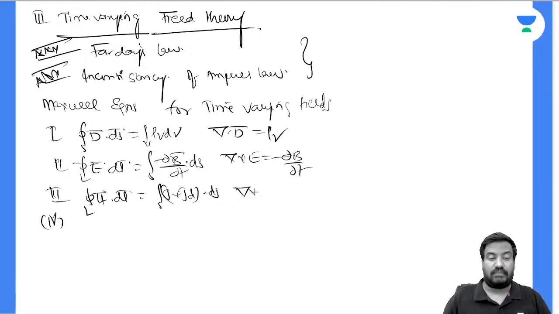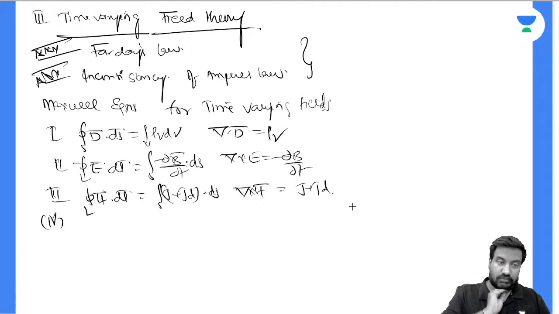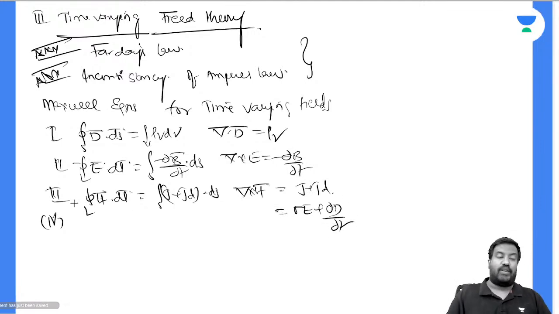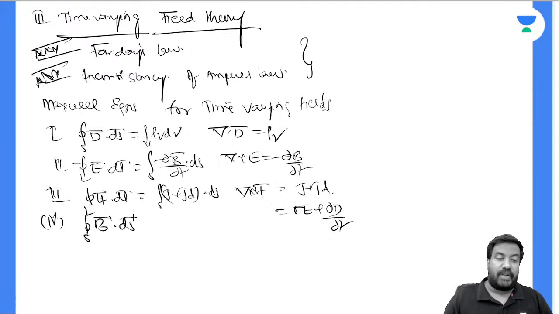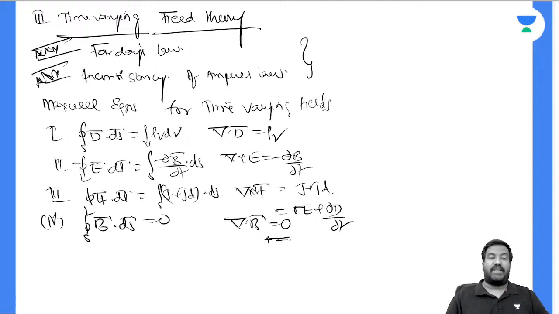Differential form: del cross H is equal to J plus JD. J is sigma E, the conduction current density. JD is the displacement current density, dou D by dou t. Last one, closed surface integral of B dot dS is 0, which implies del dot B is equal to 0. These are Maxwell equations for time varying fields.